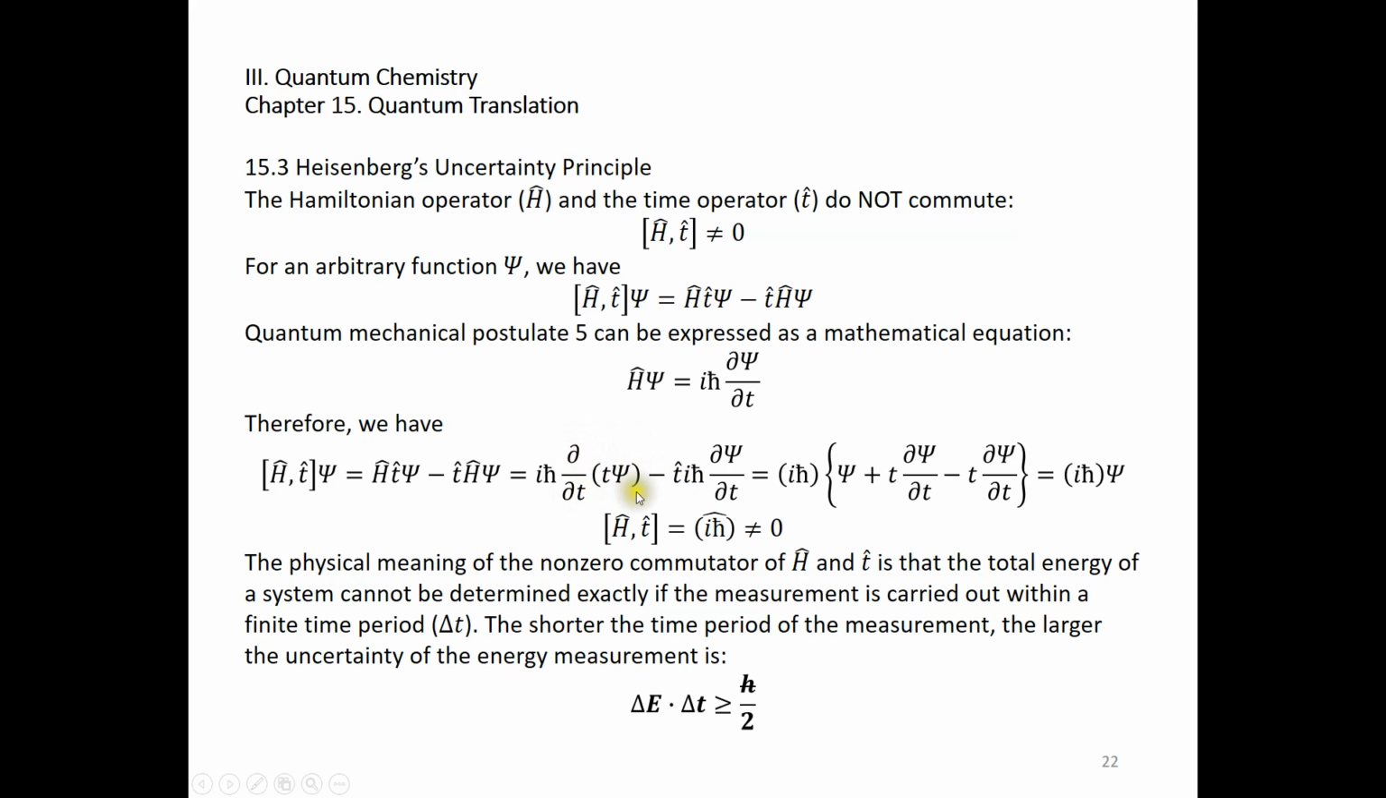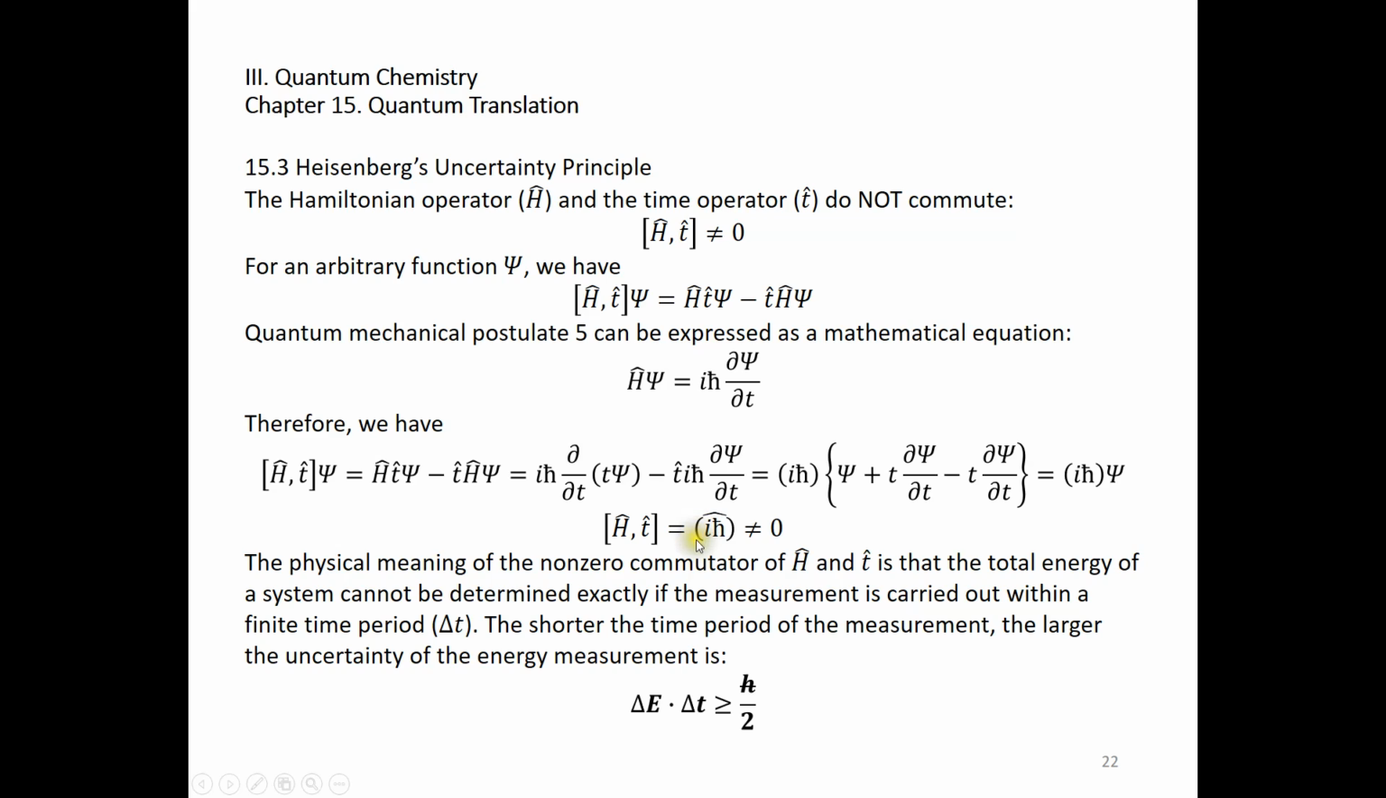So when we do this, we need to use the product rule. The first derivative of t psi is psi plus t times psi prime. Over here we minus t times psi prime. i h bar is a common factor, so it's right here. And then we get i h bar times psi. Obviously, the commutator of the Hamiltonian and the time operator is equivalent to multiplying by i h bar, and this is not zero.